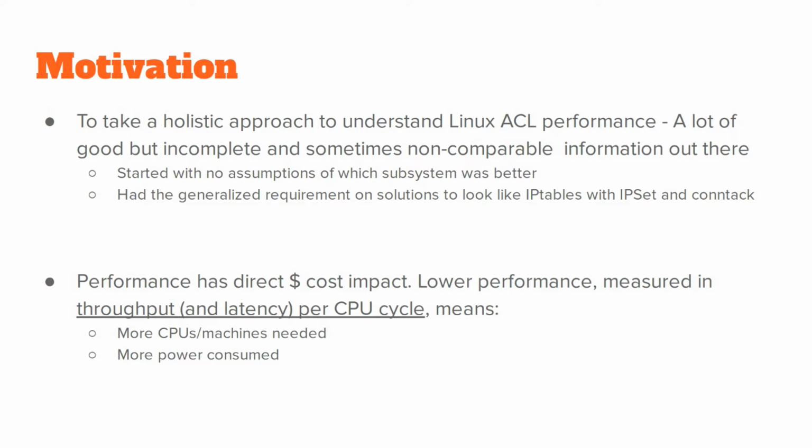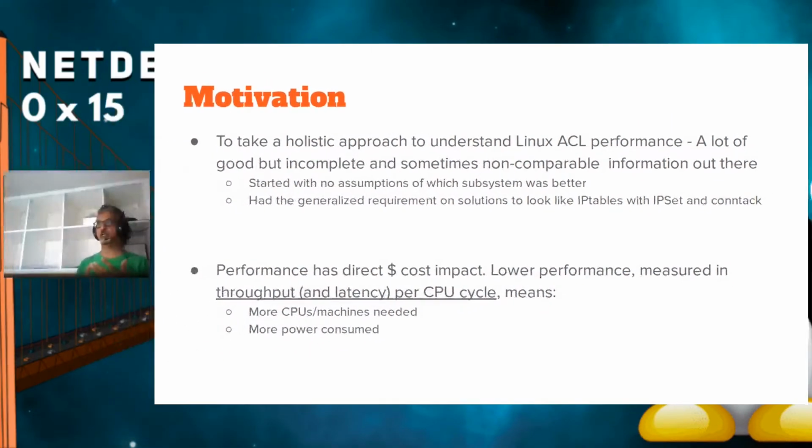Why is this work important? Well, performance has impact on the dollar. The lower your performance, the more machines you're going to need, the more CPUs you're going to need, the more electricity you're going to have to pay for. Especially, it's not just about throughput. It's also about latency and how many CPU cycles are consumed.